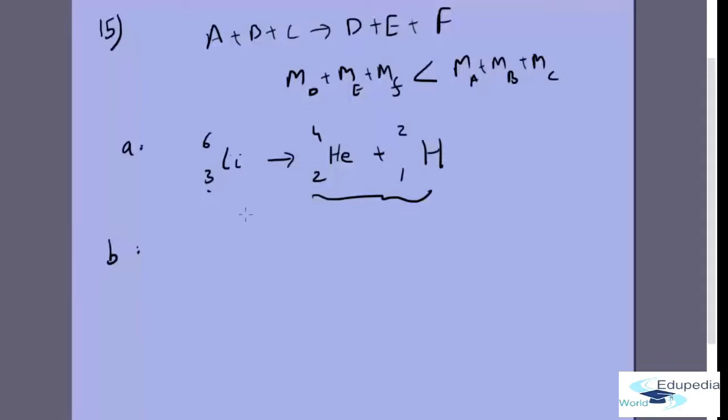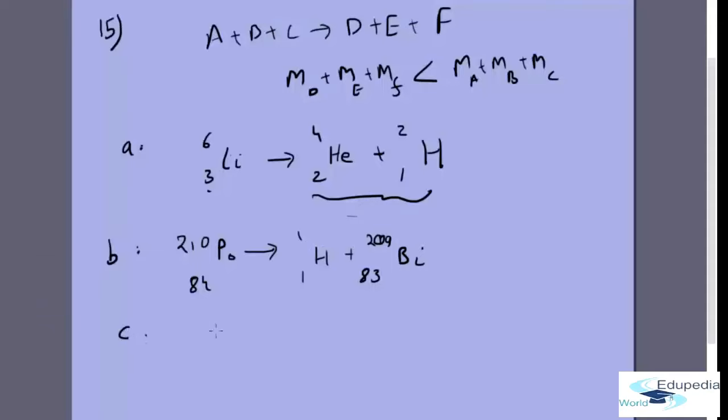So B, polonium emitting a proton will be 210 Po 84, which goes to 1,1 H, which is a proton, plus 209 83 bismuth. You calculate the masses, you'll see that this is again not possible. These two have a combined mass greater than this one.